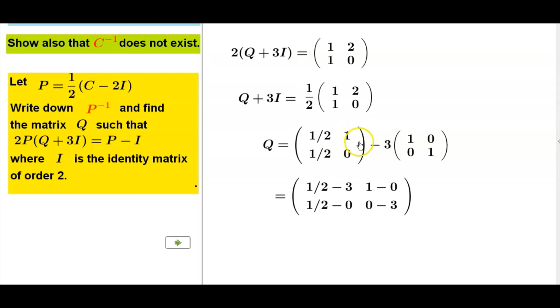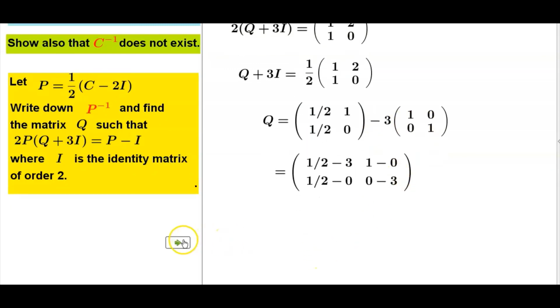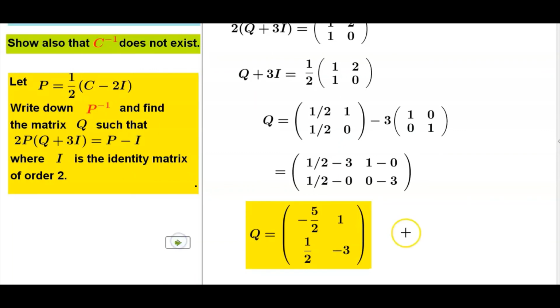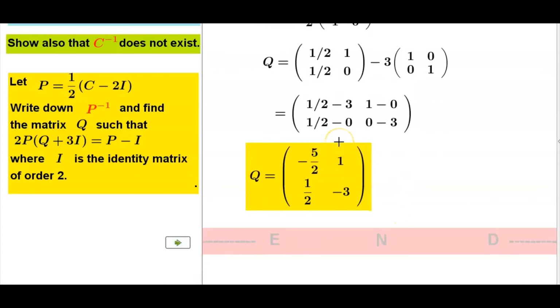Now, when subtracting corresponding elements: half minus 3, this one 1 minus 0, this one half minus 0, this one 0 minus 3. So Q is equal to half minus 3, which is minus 5 by 2, 1 minus 0 is 1, half minus 0 is half, 0 minus 3 is minus 3. This is the matrix Q.